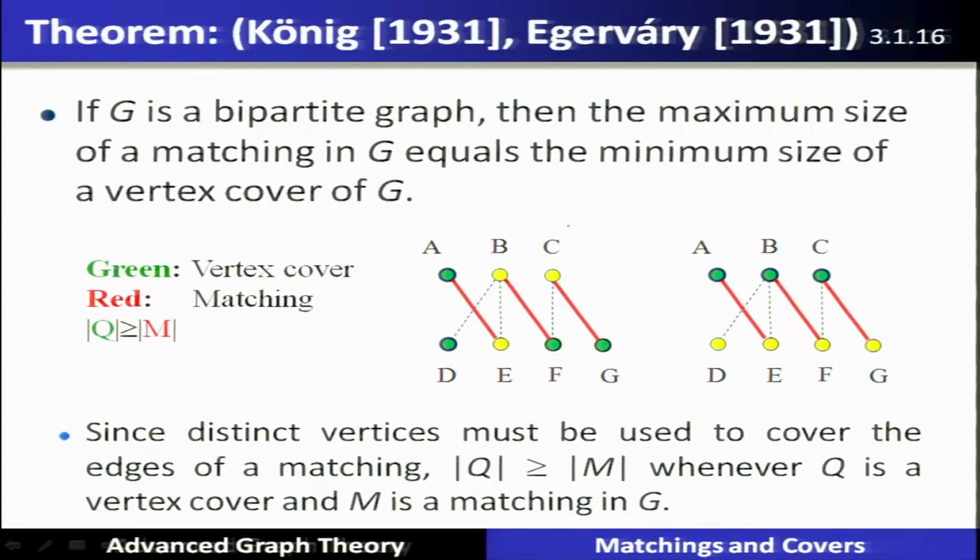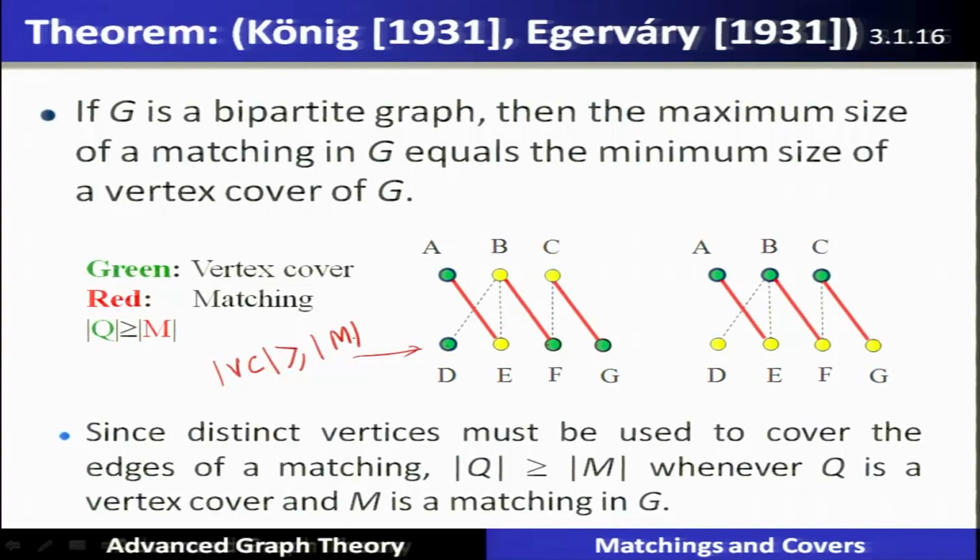So, let me state the theorem. If G is a bipartite graph, then the maximum size of a matching in G equals the minimum size of a vertex cover. Here in these figures, we can see that the vertex cover is shown in green. In this particular graph, the size of the vertex cover is 1, 2, 3, 4, and the size of the matching is 1, 2, 3. So, the size of the vertex cover is at least the size of the matching.